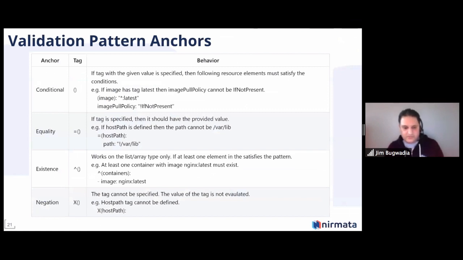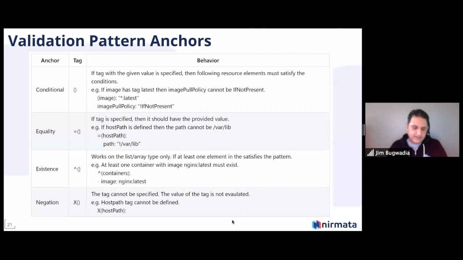The third anchor for validation is an existence anchor. And this is useful for when you have a list resource, like a list of containers. And here, we have a somewhat contrived example, but what it's showing is that if you have a list of containers, you want to make sure that nginx:latest is inserted as one of the containers in the list. But this could apply to other things like a list of ports or any other list type that you have in your YAML.